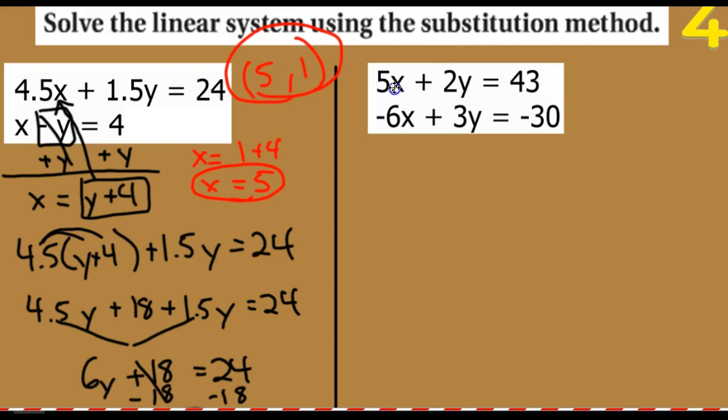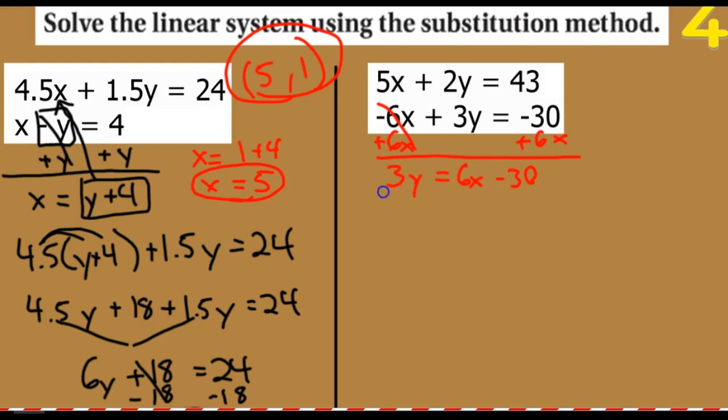Alright, this problem has a bunch of weird numbers, or harder numbers to deal with, 5 and 2 and -6 and 3. The easiest thing is to do this bottom one here, so then we don't run out of room. Now I'm going to get rid of the negatives because I don't like the negatives. So I'm going to add 6x here. So what we have then is 3y equals 6x minus 30.